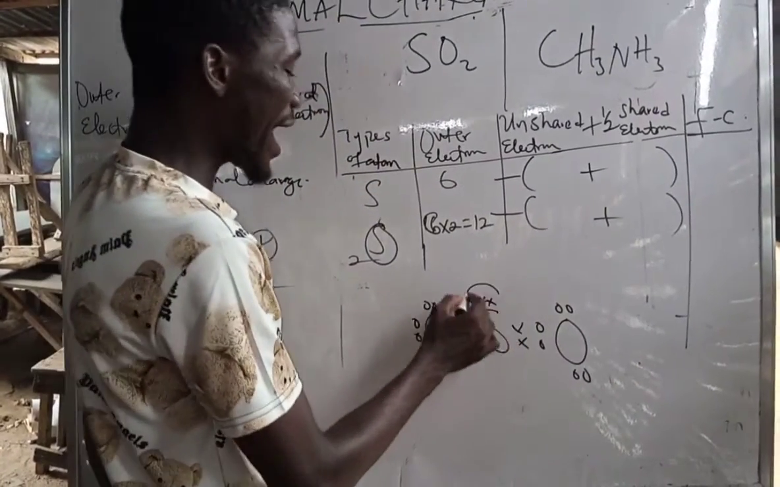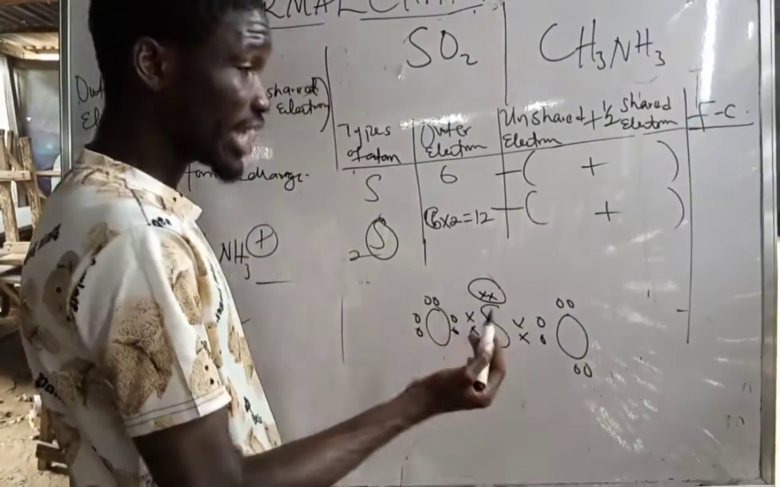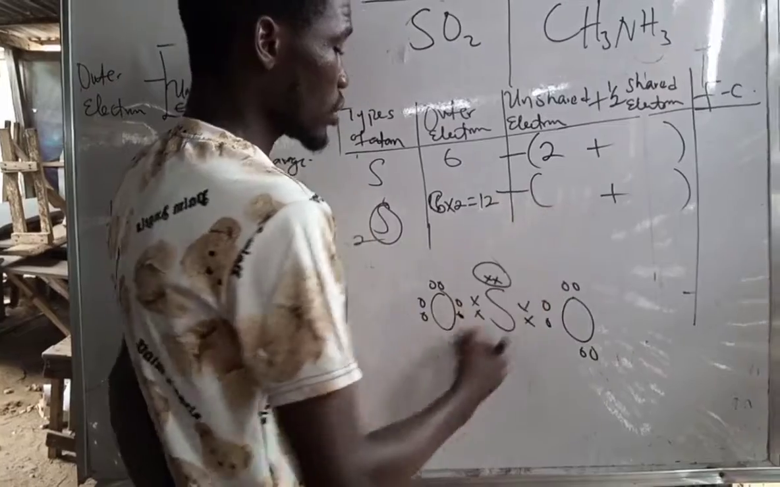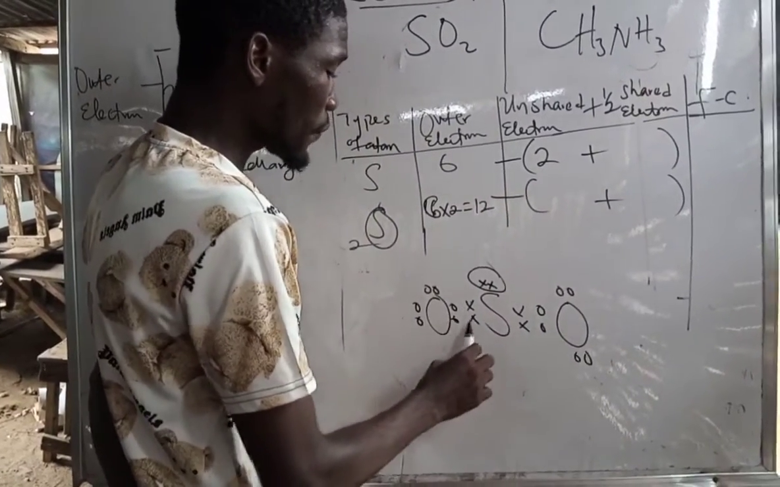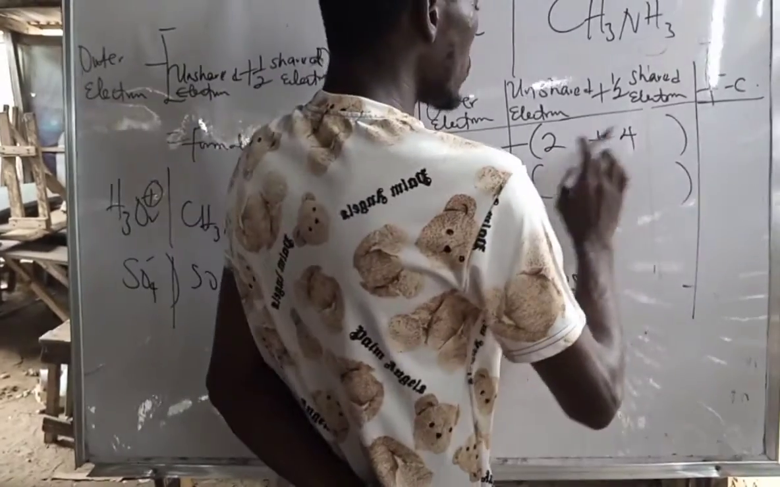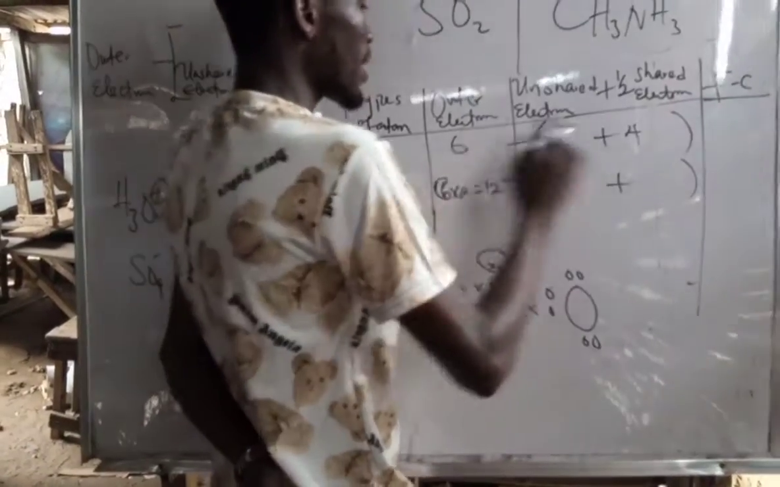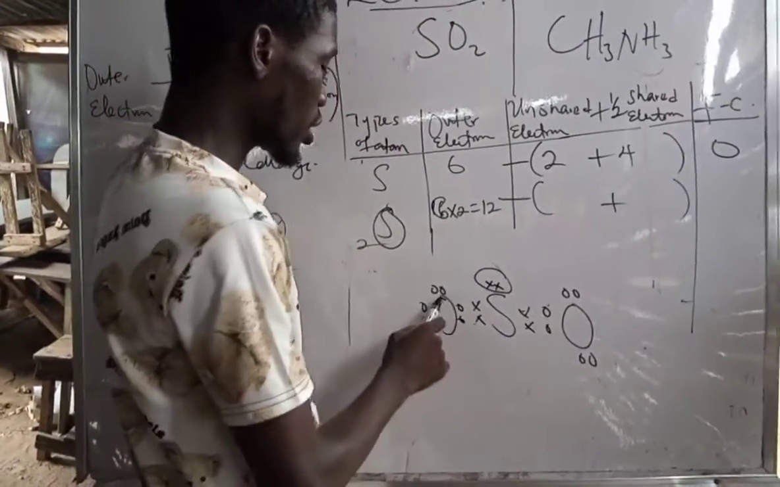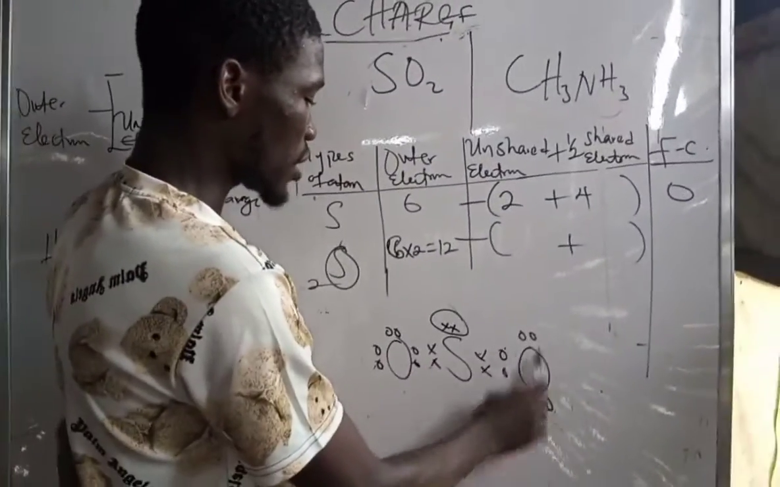So now the lone pair, that is the unshared, of this one is what? We have 2. The shared is what? 1, 2, 3, 4, 5, 6, 7, 8. Half of 8 will give us what? 4. 2 plus 4 will give us what? 6. 6 minus 6 we have what? 0.